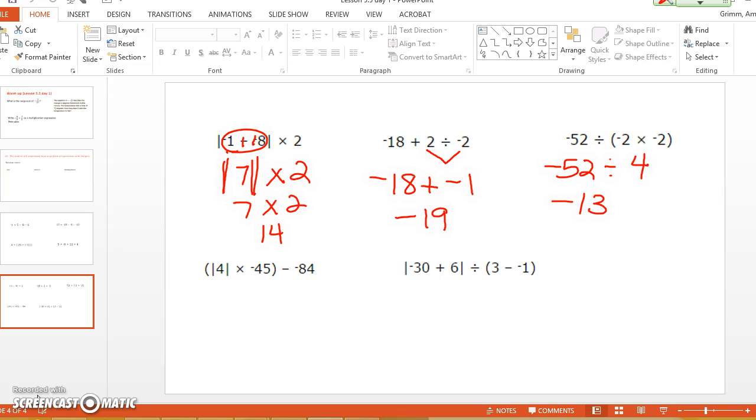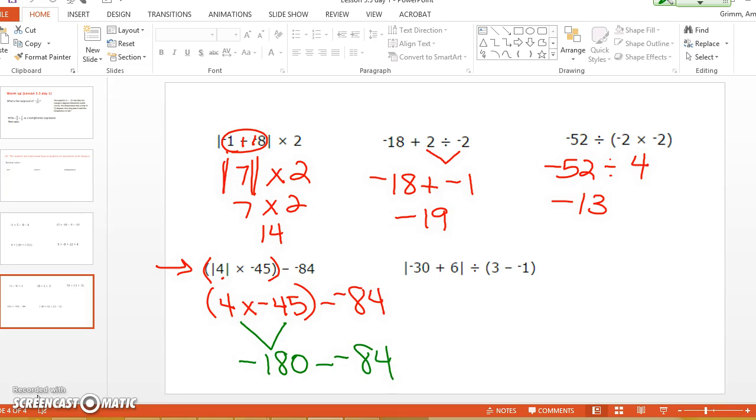All right, we're going to try one more together, and then I'm going to have you try the next one. Okay, where do I start on this one? Parentheses. Now, inside the parentheses, I have a mini problem. So what is the absolute value of 4? 4. So this turns into 4 times -45 minus -84. Now what do I do? Now I do the parentheses. So 4 times -45. So that can be a positive answer or a negative. Negative, and it's -180 minus -84. Now what do I do?